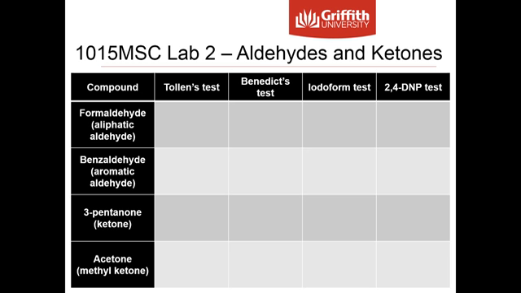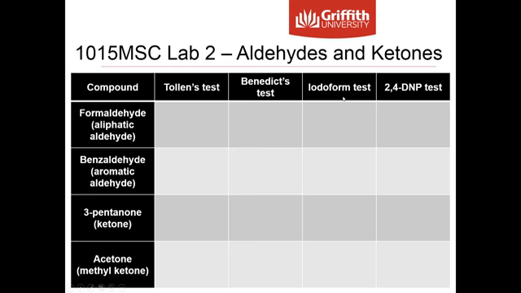I'll just do a couple here with you. For formaldehyde, this is an aliphatic aldehyde, and for the Tollens test, all aldehydes and ketones would give a positive result. So you would expect the aldehyde to give a positive result on that Tollens test, and a positive result would be a silver mirror being produced on your test tubes. Benedict's test is going to give a positive result for the aliphatic aldehydes, and formaldehyde is an aliphatic aldehyde, so you expect a positive result there.